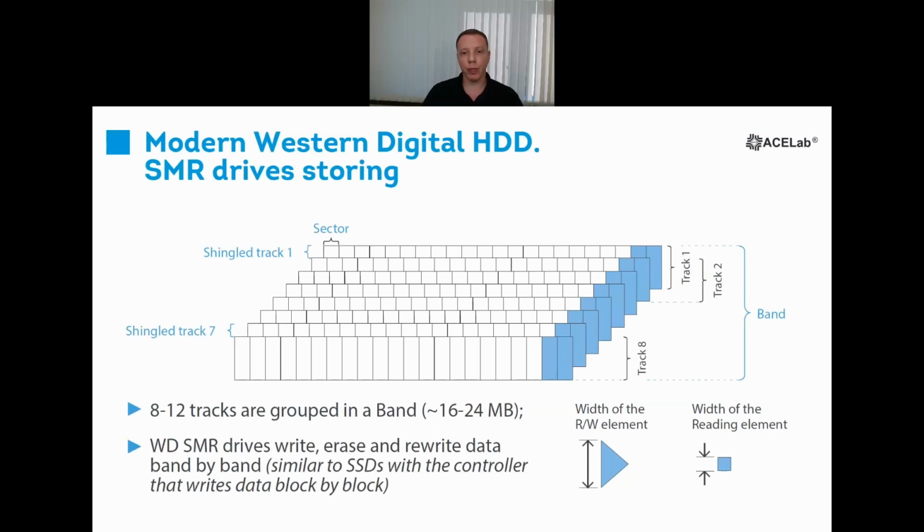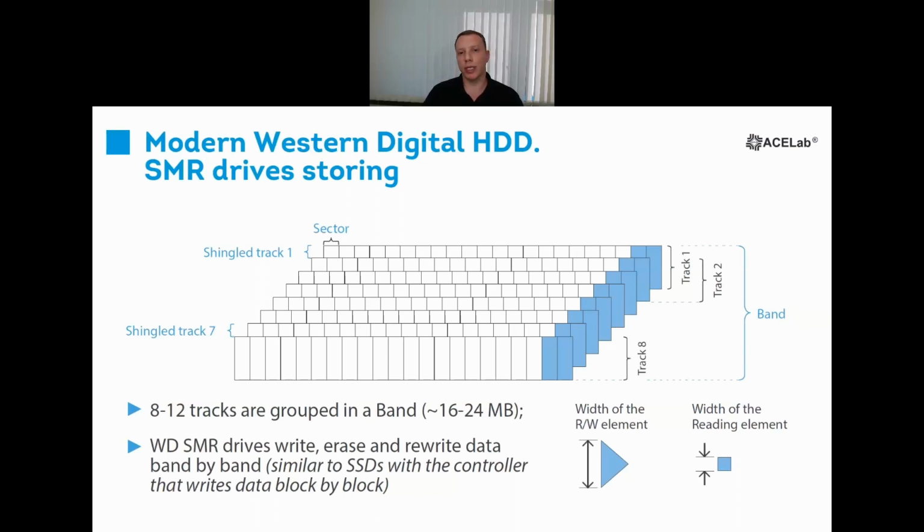That's why drive manufacturers decided to use shingled magnetic recording. And as you see, tracks on such drives overlap like the shingles of a roof. Moreover, they are combined in special groups which are called bands. If you want to read data from such a drive, it's not a problem, as the reading element is very small. But if you want to write something on the drive, the drive should change the whole band. That's why such drives operate similarly to flash, with blocks of data.